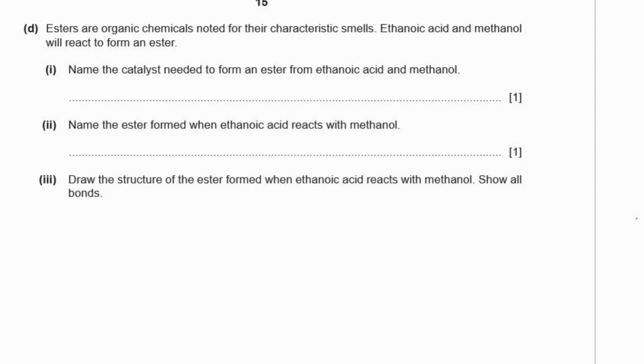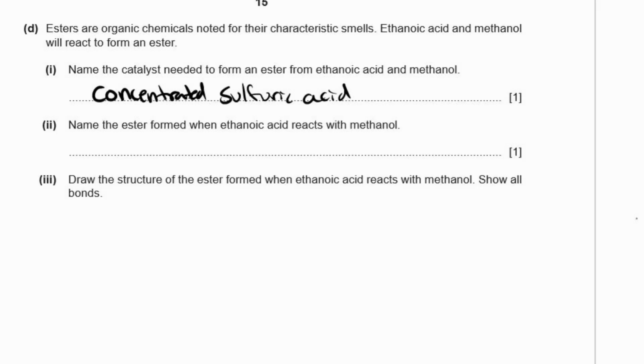D. Esters are organic chemicals noted for their characteristic smells. Ethanoic acid and methanol will react to form an ester. Name the catalyst needed to form an ester from ethanoic acid and methanol. Well, the catalyst you use is concentrated sulfuric acid. So concentrated sulfuric acid is needed.